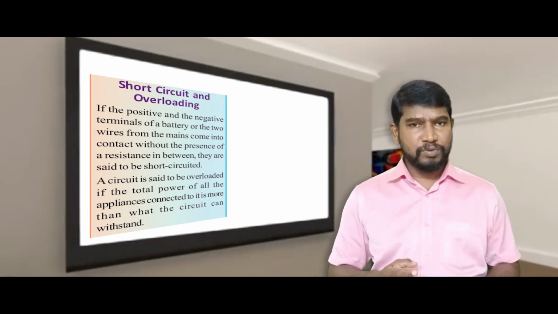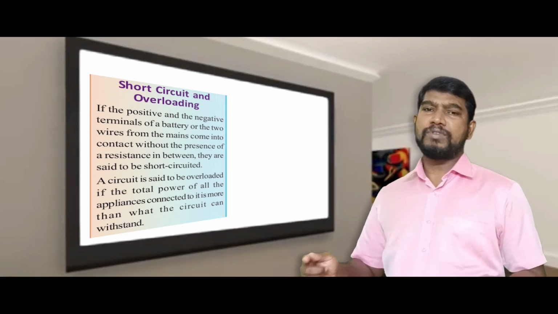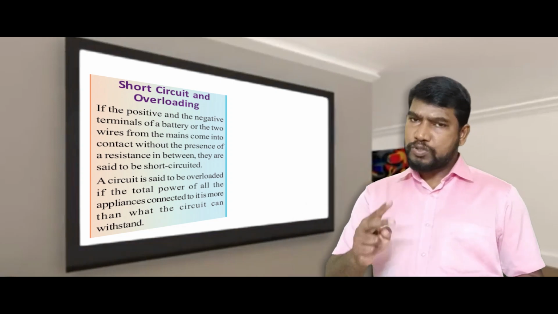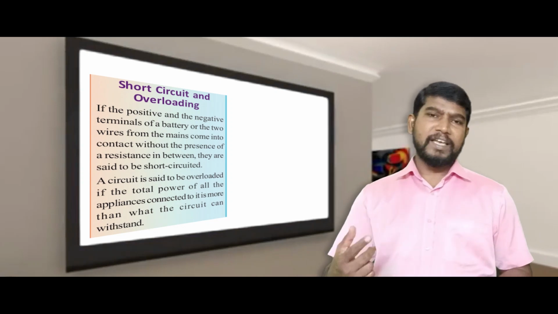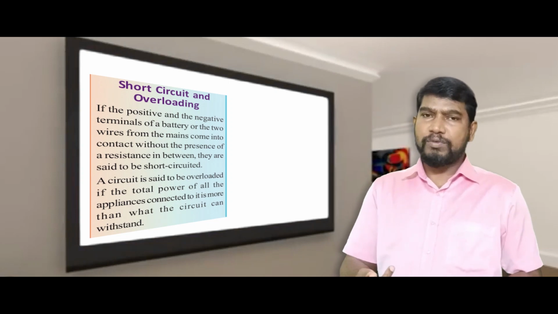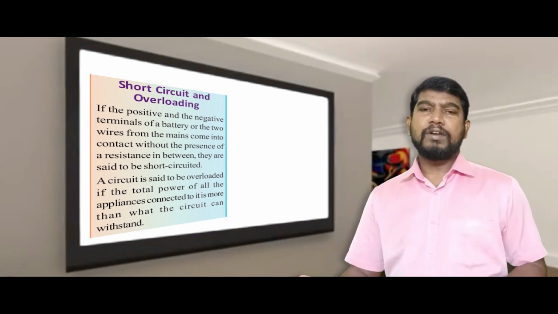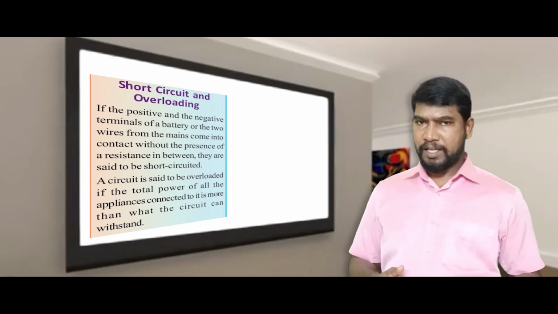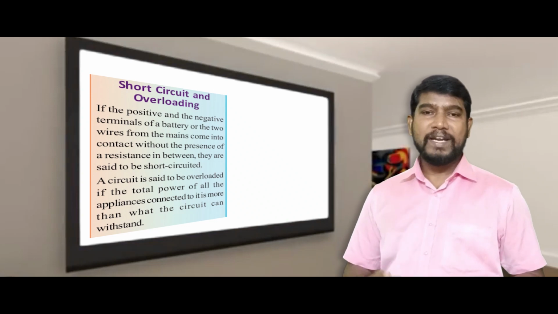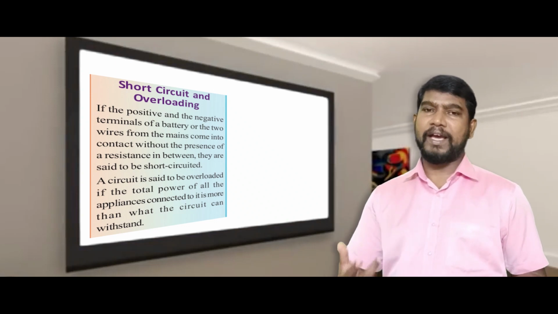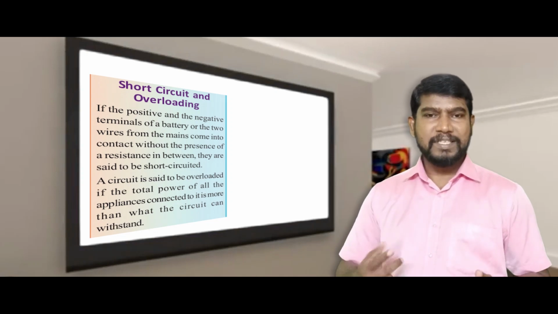So what is a short circuit? Short circuit is very simple. We know that electricity comes into our house in two lines: one is the phase line, another is the neutral line. The phase line is indicated in red color and the neutral in black color. If the phase line and neutral line touch each other without a resistor... what is a resistor? A bulb or a fan or a TV or a fridge or some equipment we have. That equipment is a resistor.